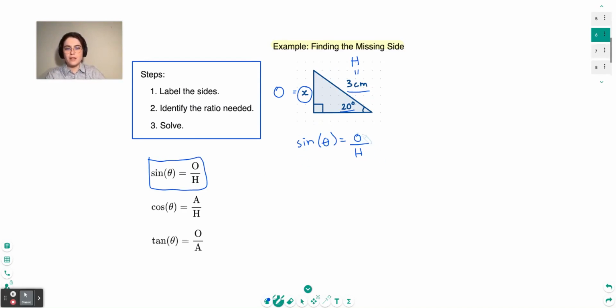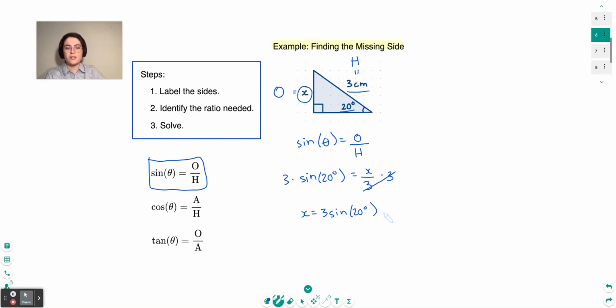Okay, so we have sine of theta is equal to opposite over hypotenuse. Now we're going to substitute our O and our H and our theta. Once we substituted, we're trying to find x. So in this case, I would multiply 3 on both sides to get rid of the 3 on the right. And we would end up with the following expression, that x equals 3 times sine of 20 degrees.